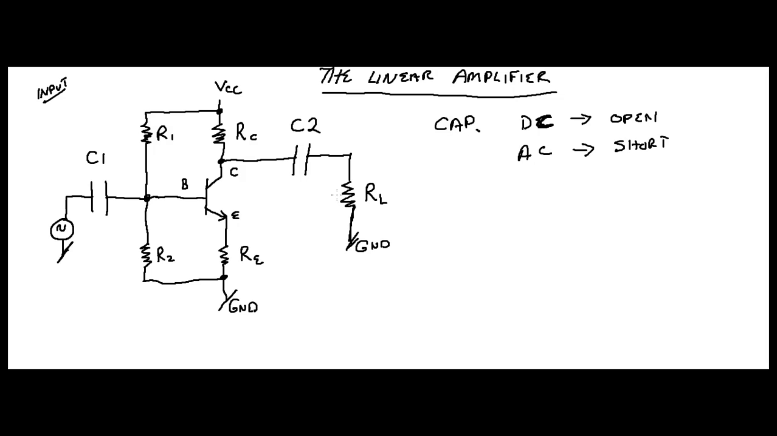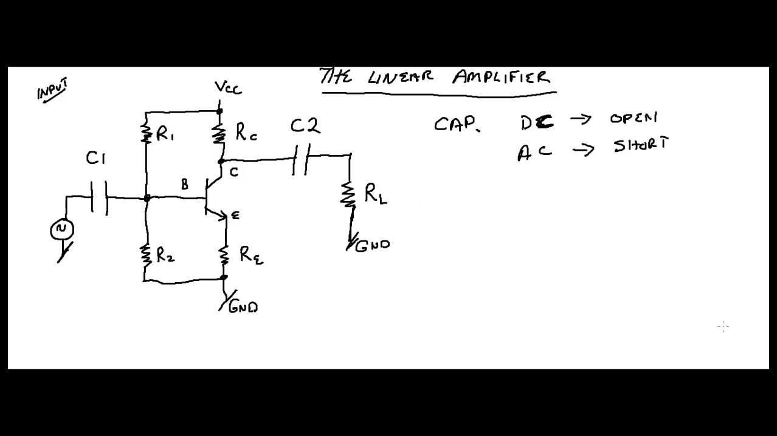The sinusoidal voltage causes the base voltage to vary sinusoidally above and below its DC bias level. The resulting variation in base current produces a larger variation in the collector current because of the current gain of the transistor, right? So that pretty much is your linear amplifier.